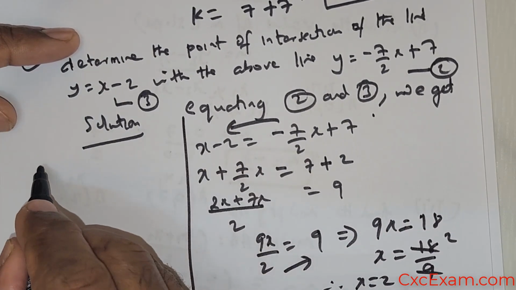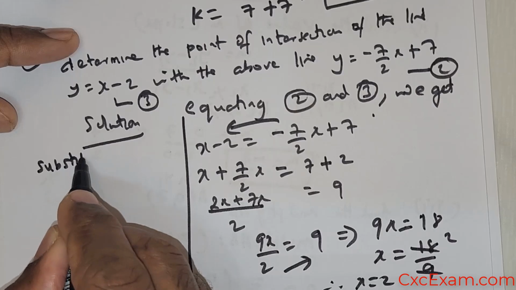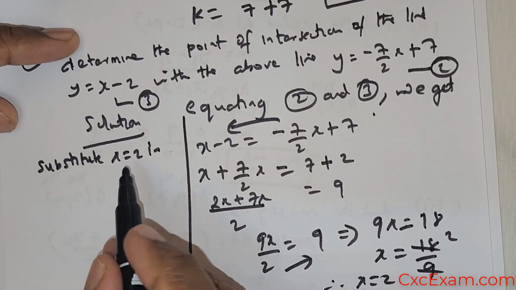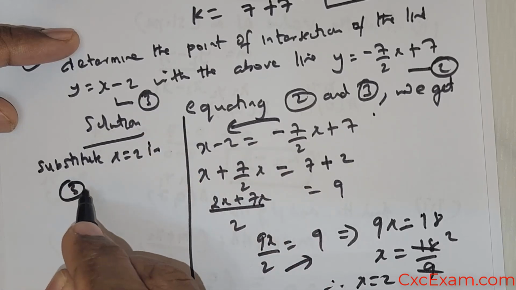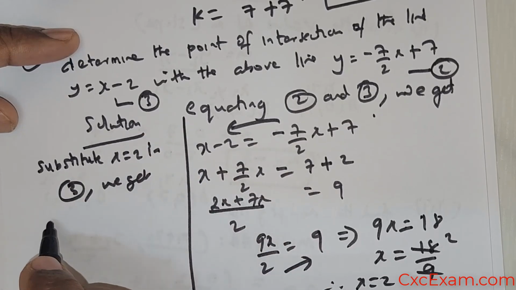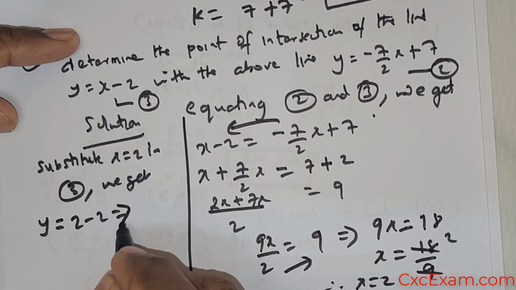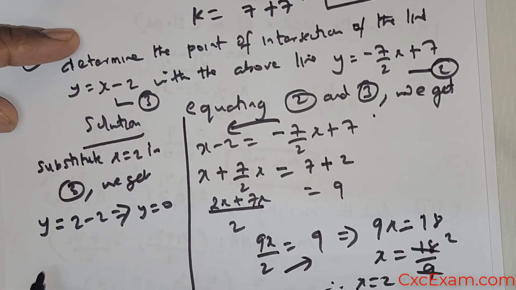Now over here, I'm going to use this space. Substitute x is equal to 2 in 3. So what do you get? You get y is equal to, you substitute x is equal to 2 over here, 2 minus 2, this means y is equal to 0. So the intersection is taking place at 2, 0.